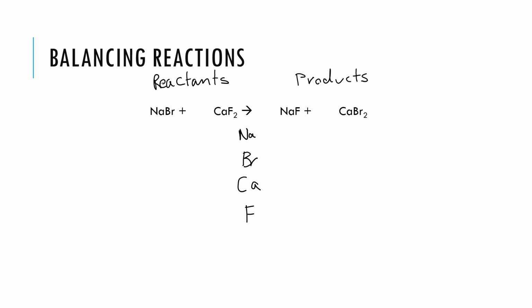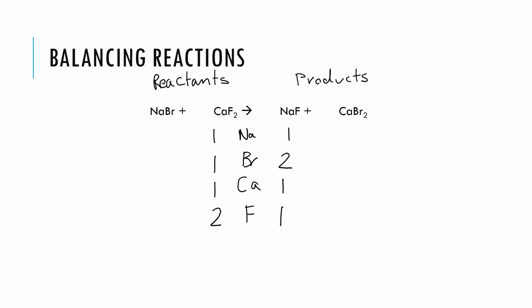In this case, for our sodium, we have 1 sodium and 1 sodium. We don't have a subscript after either sodium on either side. Let's go to our bromine. We have 1 bromine, but notice over on the product side that Br does have a 2 after it. We have 2 bromines on the product side. Next up, we have 1 calcium and 1 calcium. And on our fluorines, we have 2 fluorines on the reactant side because it says CaF2. But on the product side, it says NaF, which means that there's only 1 fluorine.